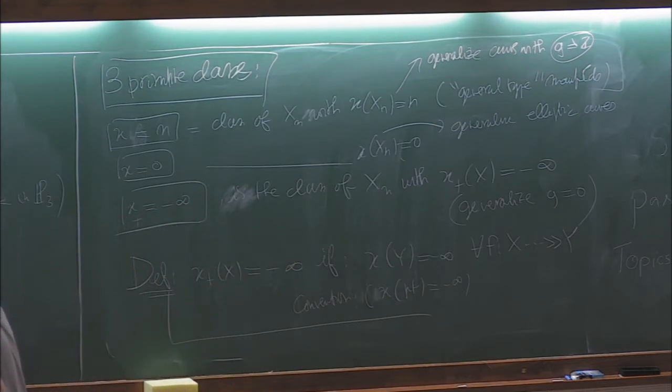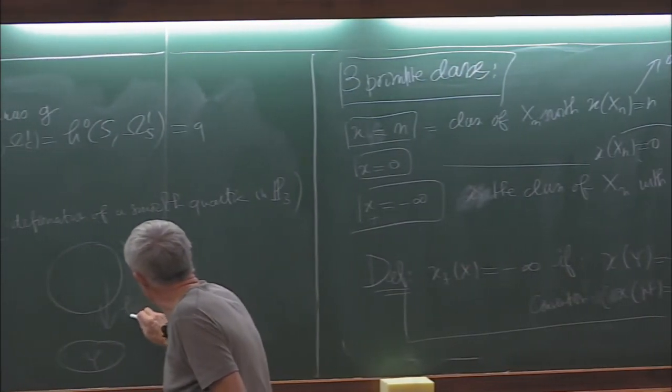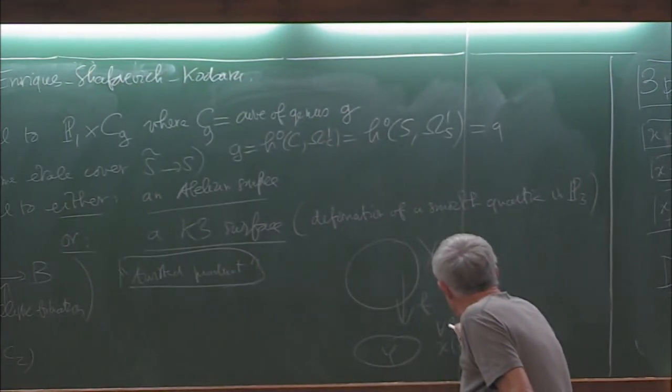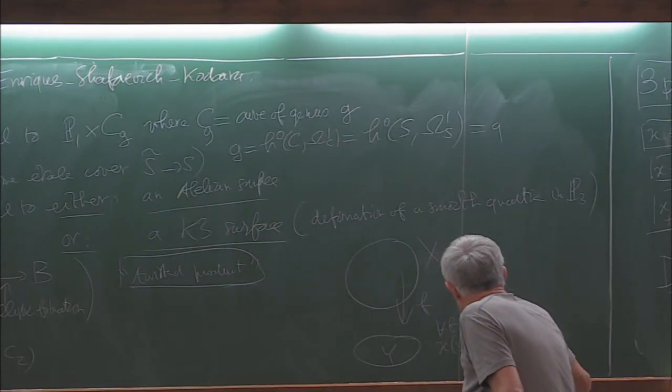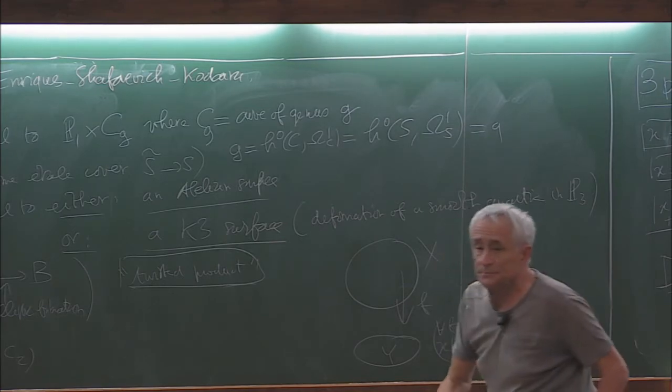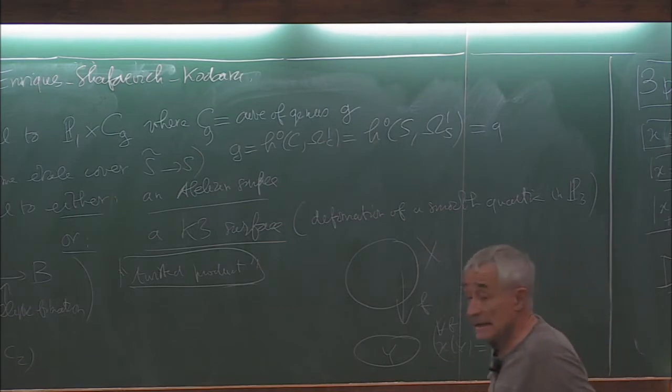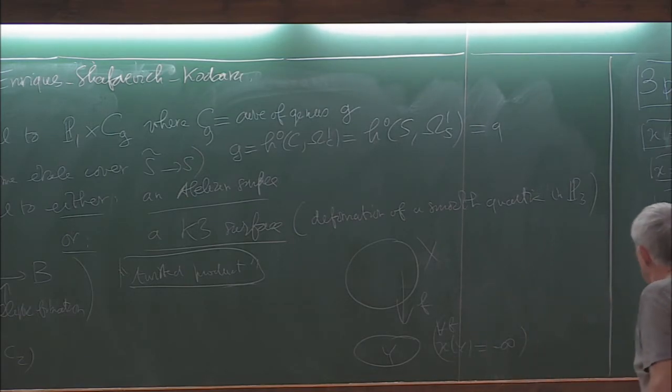If we take x, and if we take any y which is of lower dimension, what we want is that for any such f, we have kappa of y is minus infinity.